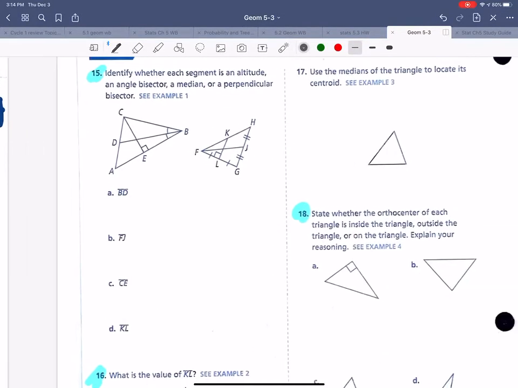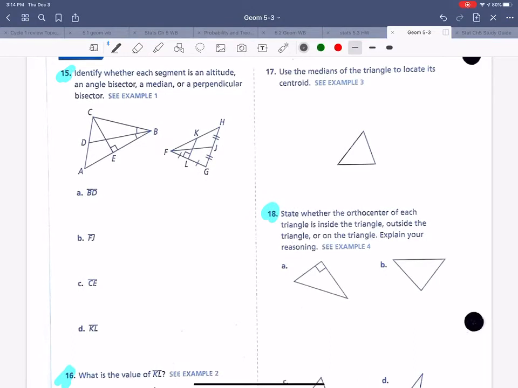Okay, identify whether each segment is an altitude. Okay, so if I drop an egg, ooh, splat, CE is an altitude. Okay, and we have to drop it from a vertex, so this is not an altitude because it was not dropped from one of the corners. I've got to drop it from one of the vertexes of this triangle. Okay. Now, I did my altitude.